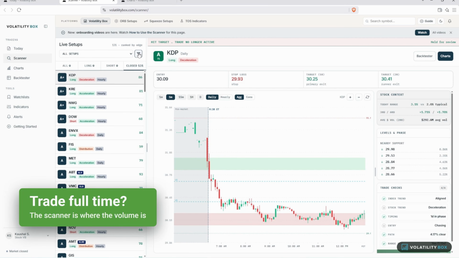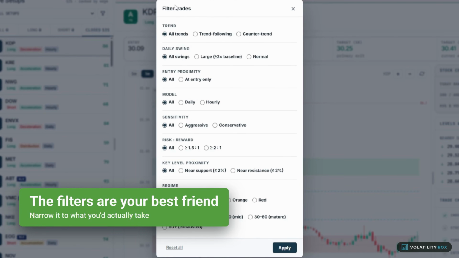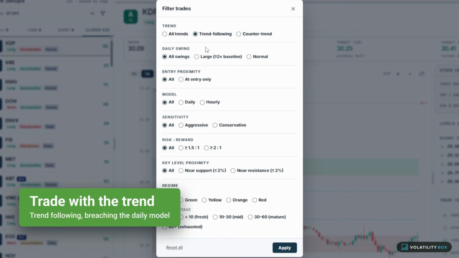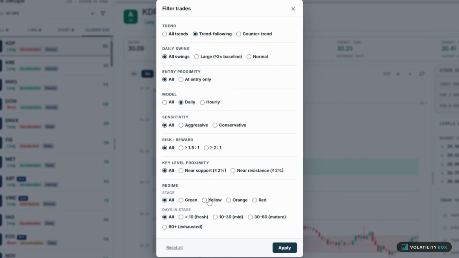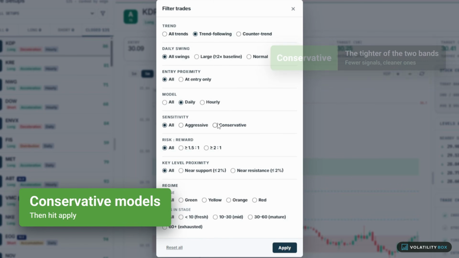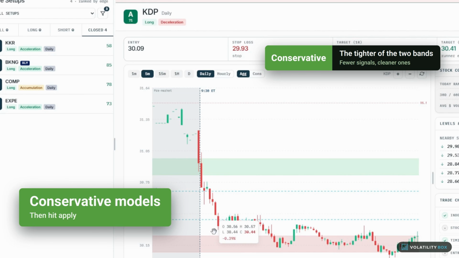Now, for those of you that are a little bit more advanced traders or maybe even full-time traders, the scanner is the place where you can find a lot more setups throughout the day. The filters are your best friend. If I show you a quick example, just open up the filters panel and you can very quickly filter out, let's say you want to trade in the direction of the trend. From everything we talked about, we know our bias a little bit more to the long side. So I'm looking at trend following trades, ideally breaching their daily models. I could look at either the aggressive or the conservative models. Let's say I'm looking at the conservative models and I click apply here.